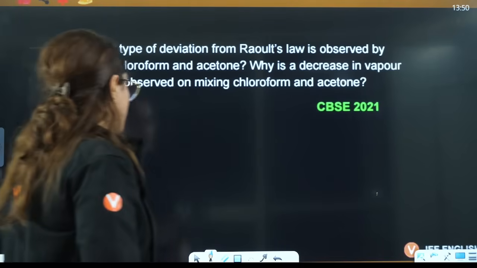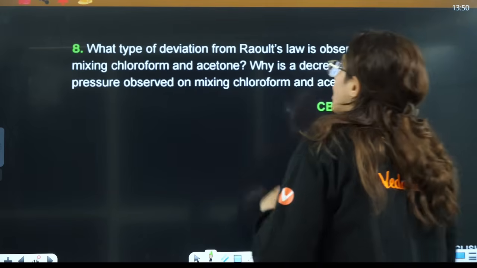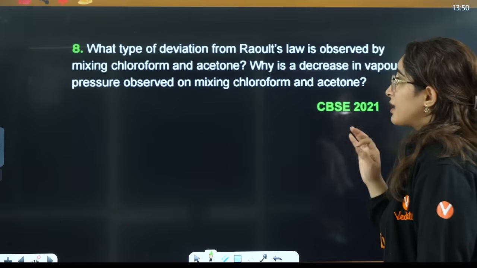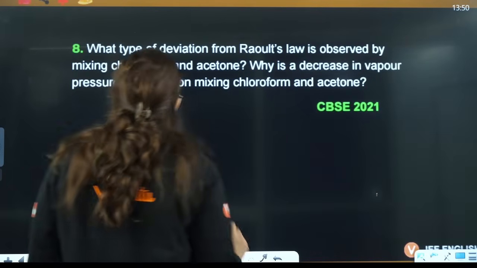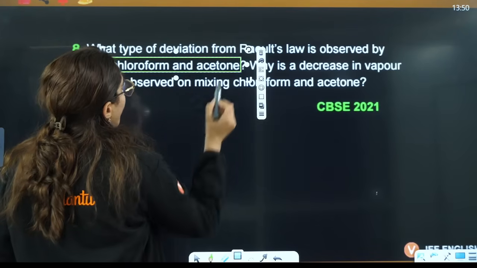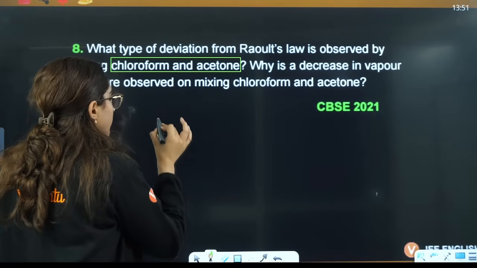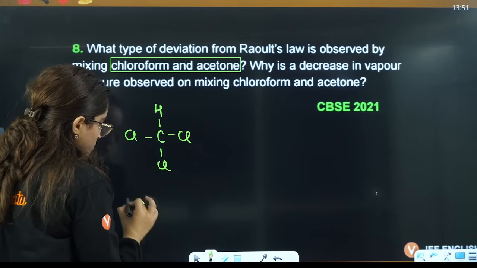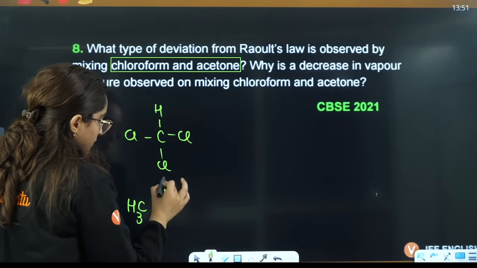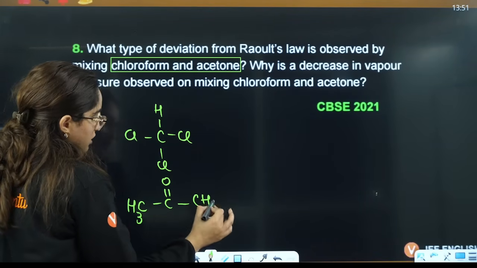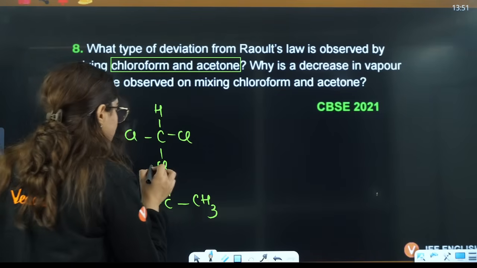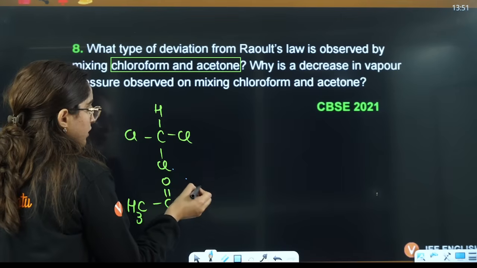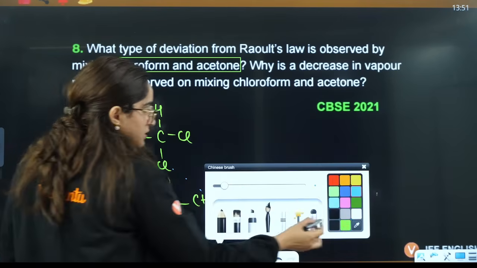Yes, ma'am. Next is, what type of deviation from Raoult's law is observed on mixing chloroform and acetone? See, chloroform and acetone you have. Chloroform is what? CHCl3. Acetone is what? CH3, C double bond O, CH3. So what will happen? Because of very high electronegativity difference, they will create, from here you can see, wait a minute.